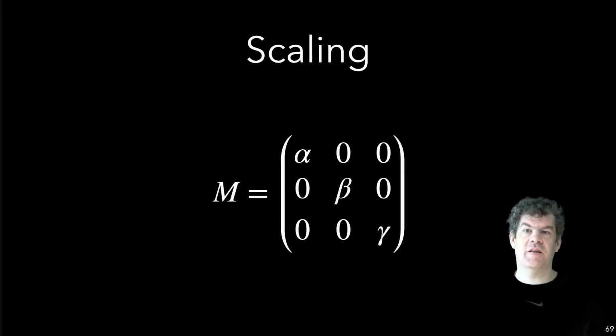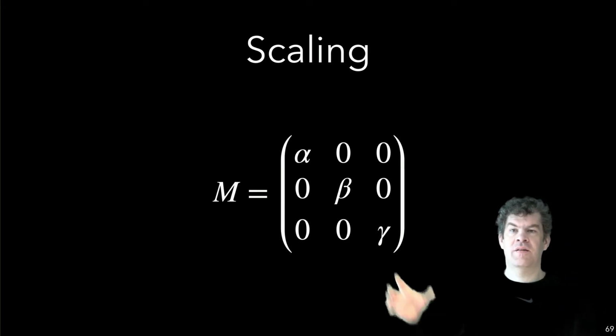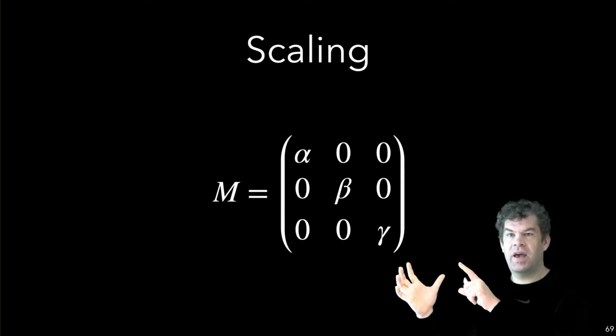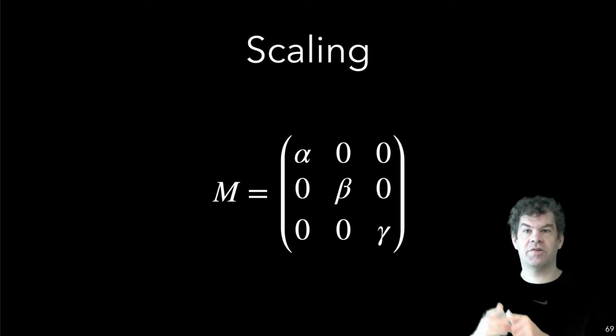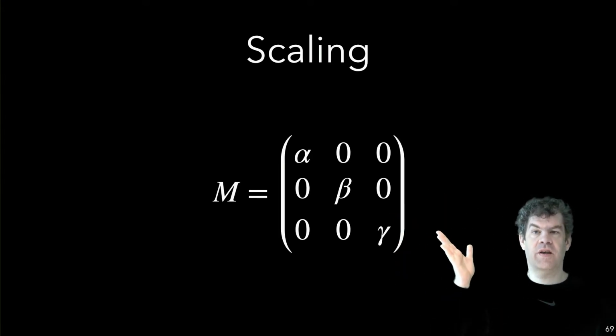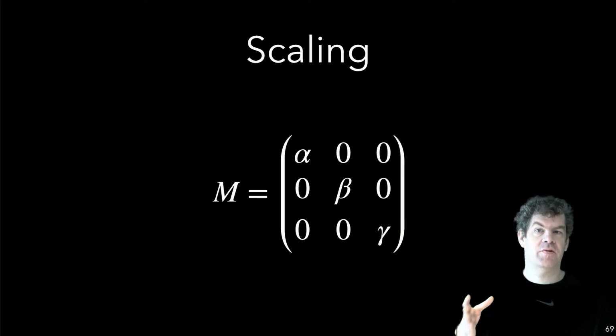Okay, let's start with scaling because it's easy. That's a scaling matrix. If we want to scale the x direction by alpha, y direction by beta, and z direction by gamma, we just end up with a matrix where we set everything to 0 except the diagonal, and we set the first one to alpha, second one to beta, third one to gamma.